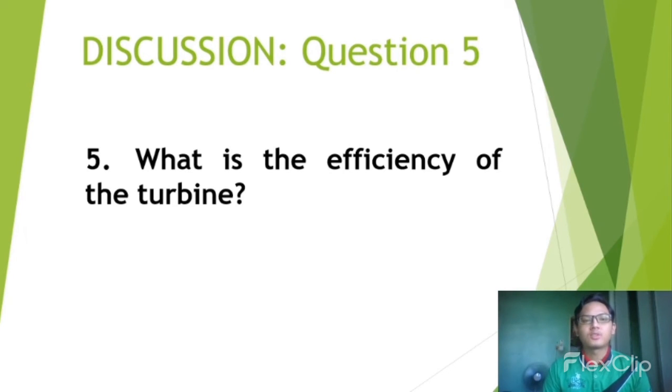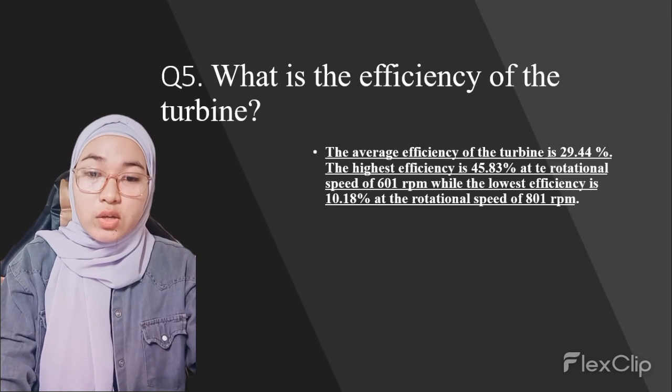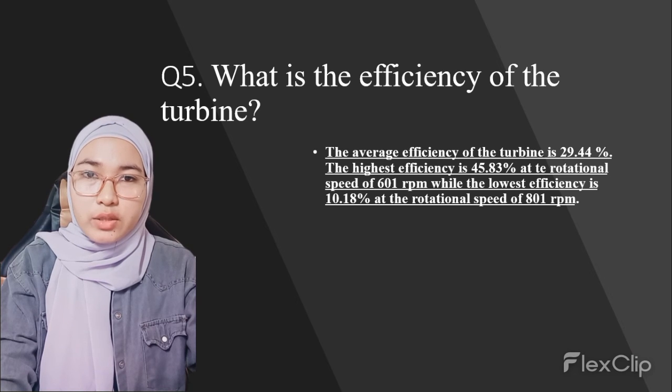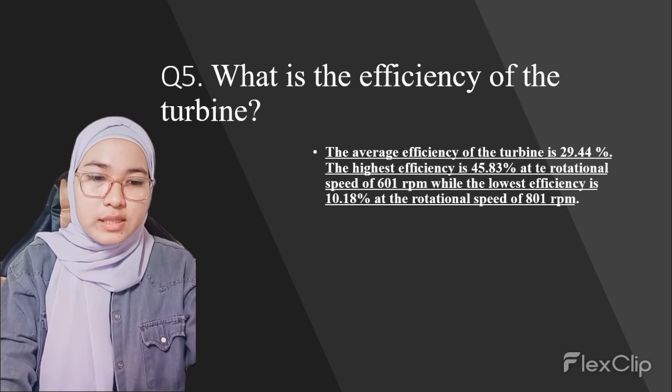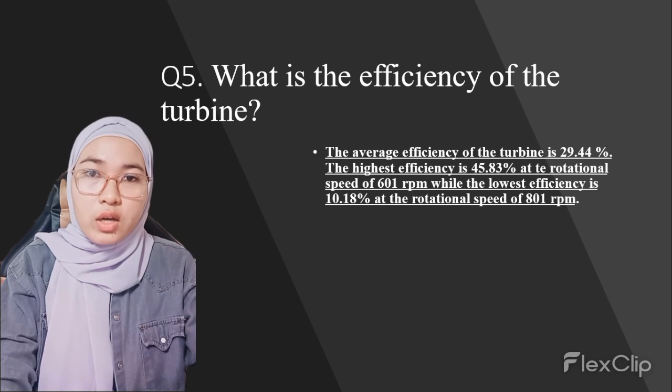I would like to ask question 5. What is the efficiency of the turbine? Answering question 5, the average efficiency of the turbine is 29.44%. The highest efficiency is 45.83% at the rotational speed of 601 rpm, while the lowest efficiency is 10.18% at the rotational speed of 801 rpm.